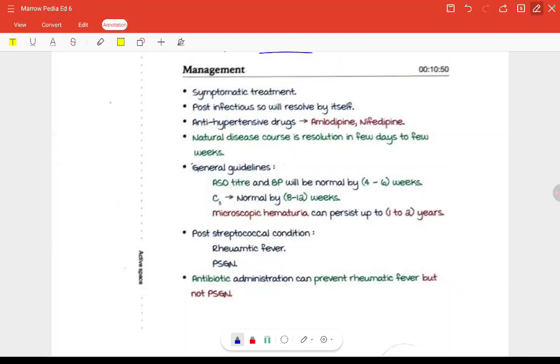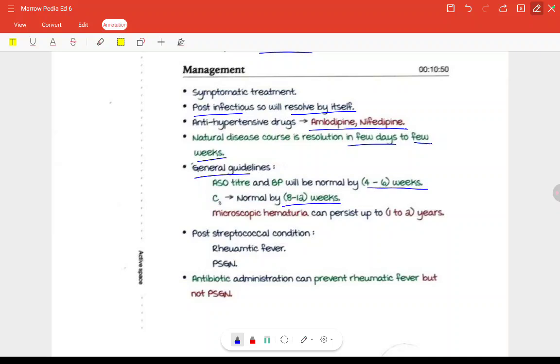Fine, then how will we manage the case of glomerulonephritis? There is symptomatic treatment, post-infectious, so will resolve by itself. Fine, we don't have to do much, but we have to give antihypertensive drugs like amlodipine and nifedipine. And natural disease course is resolution in few days to few weeks. But general guidelines, ASO titer and BP will be normal by 4 to 6 weeks and C3 will be normal by 8 to 12 weeks, right?